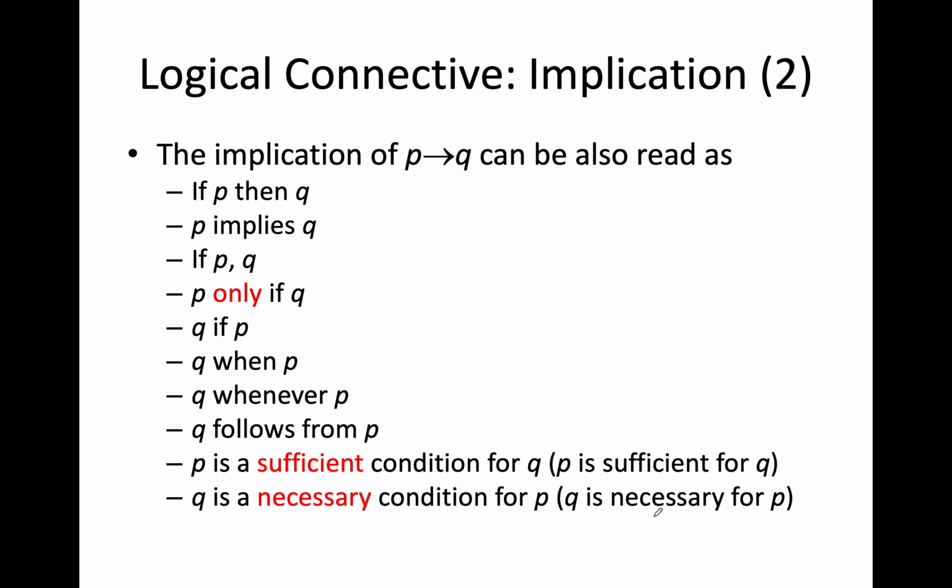Now, the implication of P and Q can also be read as if P then Q, or P implies Q, or Q if P, P only if Q, and so on and so forth. Multiple different statements. P is a sufficient condition for Q, and so on. Again, multiple different ways of pronouncing it. So pick your choice and go with it.